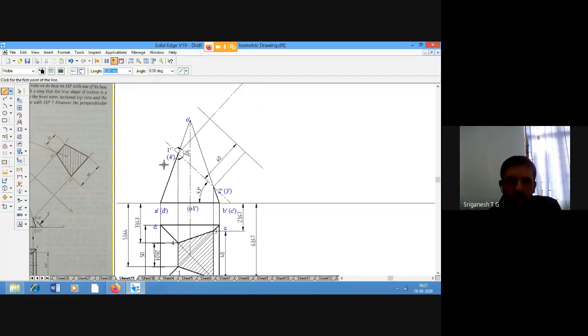Okay, then another line. What is this distance from XY line to point number 4? 33.44. How much it is? 33.43. Okay. So from here, point number 2 is 63.47. And point number 4 is how much? 23.47. Okay, so let me make it.